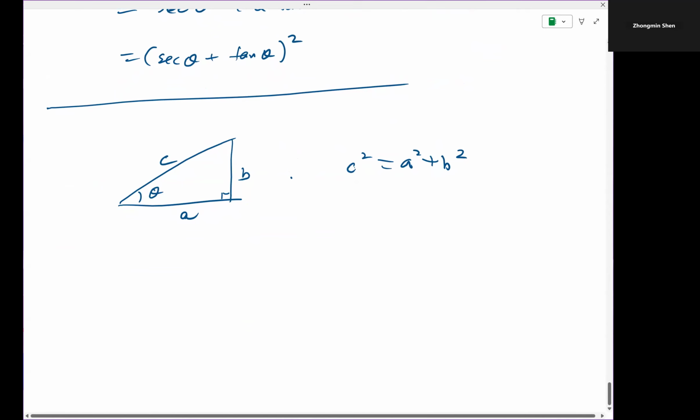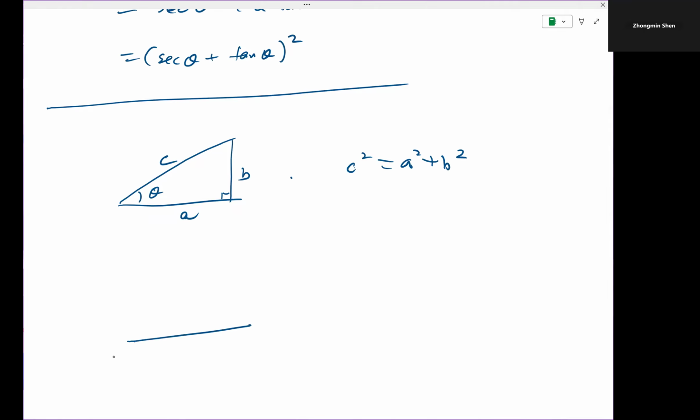So what happens if this angle is not 90 degrees? What happens if this angle is like that? If this is alpha, and this is still theta, it doesn't matter. So how are these A, B, C related?